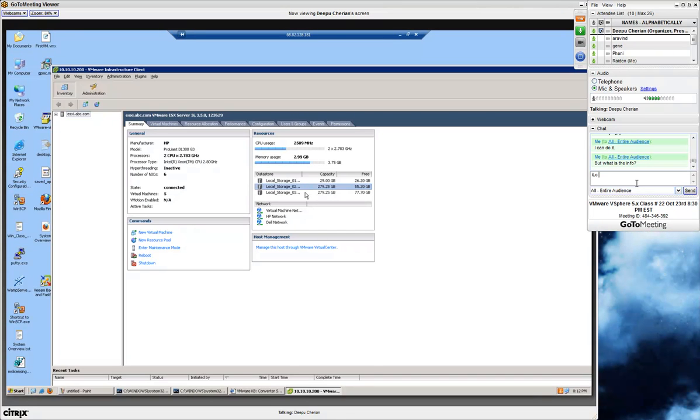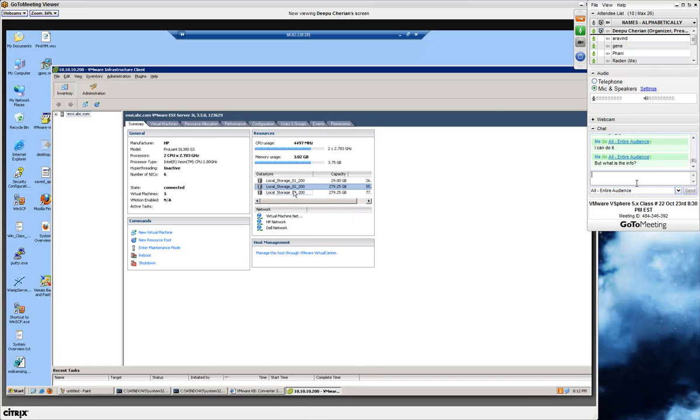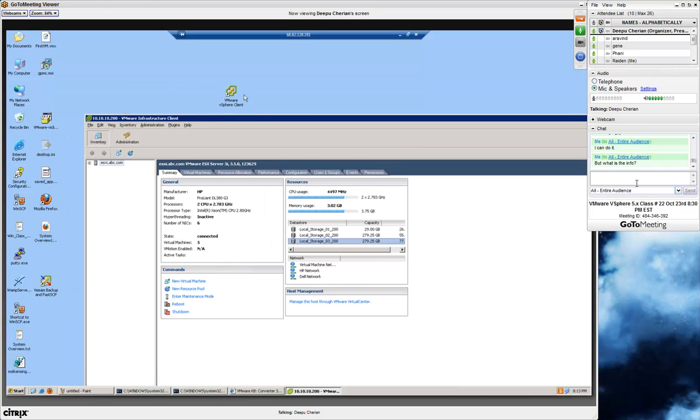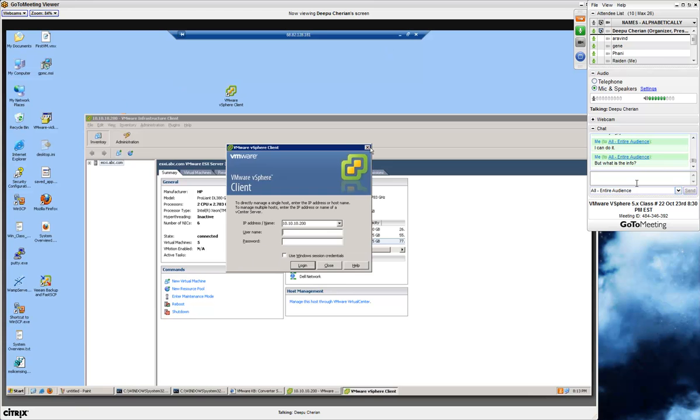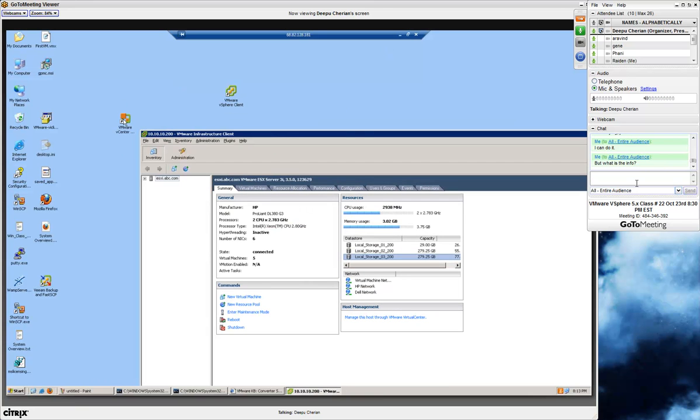Okay, there is local storage. There is actually some space on this server. On the local storage too, I have 55 GB free space, and 77 GB on this one. This is my old ESX 3.5 server. So guys, we're going to use this server to do the conversion. We want to do that conversion for sure.